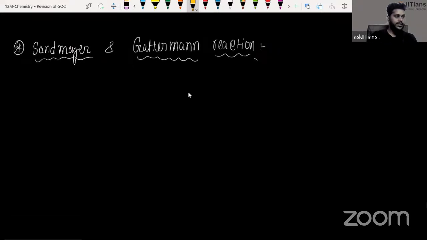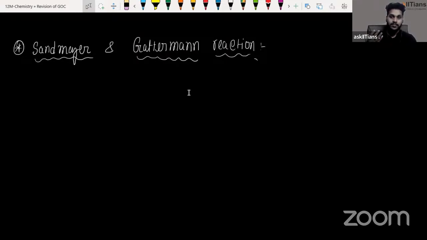Now, these are something that is there in the last chapter, which is amines, but we have it in haloalkanes as well. We have it in alcohols as well, and aldehydes. So that's why I picked this up. Sandmeyer's and Gattermann's reaction.